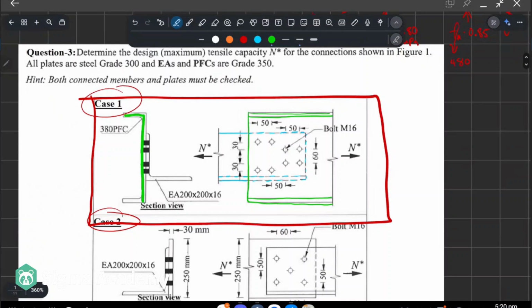Let me just clarify which thing is which. On the left here, the PFC is that one, and this is the equal angle. For reference, the 380 in front of the PFC refers to its depth, so when you're drawing it, that's going to be 380 deep. And 200 by 200 means each leg, as we call these, is 200. So that's 200 and that's 200. And that 16 there is referring to it being 16 millimeters thick. So that dimension is 16 thick.